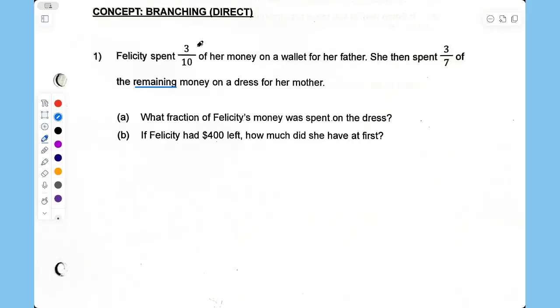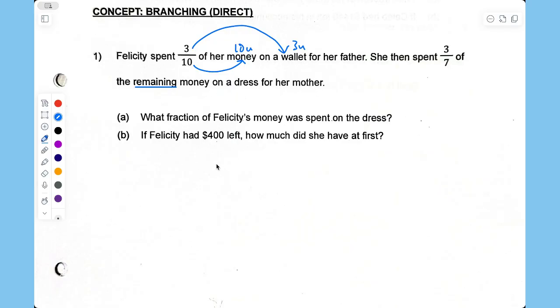Question 1. Felicity spent 3/10 of her money on a wallet for her father. The total units that she has is 10 units of money. And out of this 10 units, she spent 3 units on a wallet. She then spent 3/7 of the remaining money on a dress for her mother.